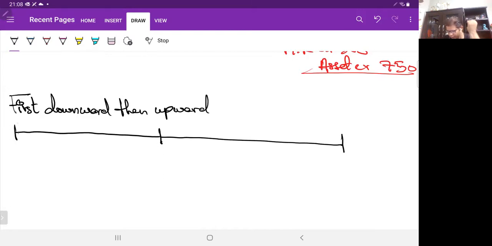Downward, then upward. Year 0, 1000, year 1, 750, then year 2, 1500.